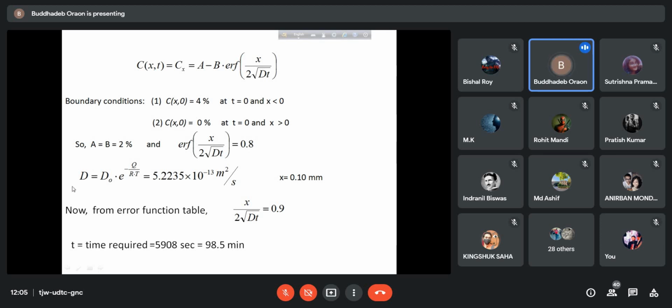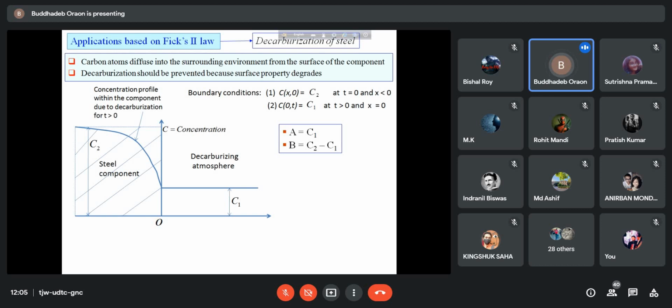If you put this value and the given data, then you will get the diffusivity as this, and your X value is 0.1 millimeter, where we know the concentration. So X is known to us, B is known to us. From here I can find out the value of T. So T comes out to be approximately 98 minutes.